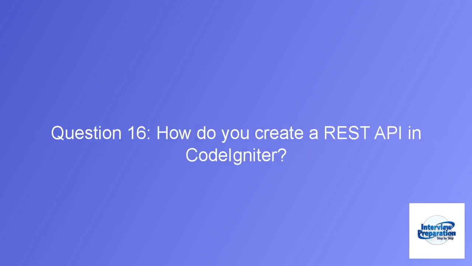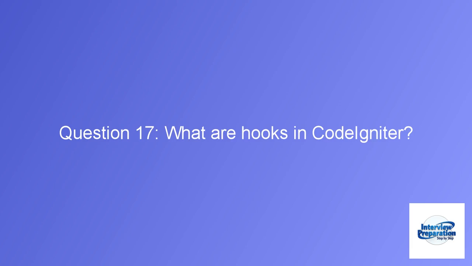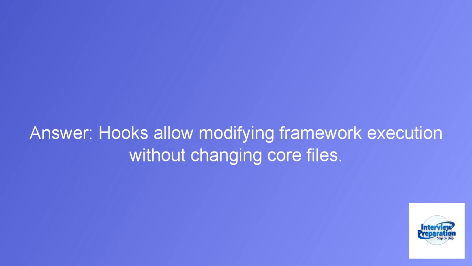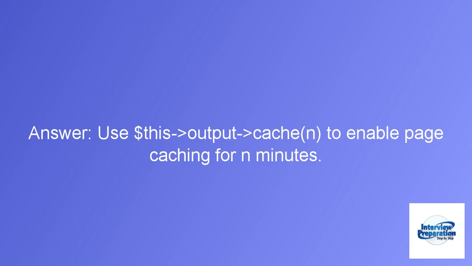Question 16. How do you create a REST API in CodeIgniter? Answer. Use CodeIgniter REST_controller or a custom controller to create REST APIs. Question 17. What are hooks in CodeIgniter? Answer. Hooks allow modifying framework execution without changing core files. Question 18. How do you use caching in CodeIgniter? Answer. Use $this->output->cache(n) to enable page caching for n minutes.